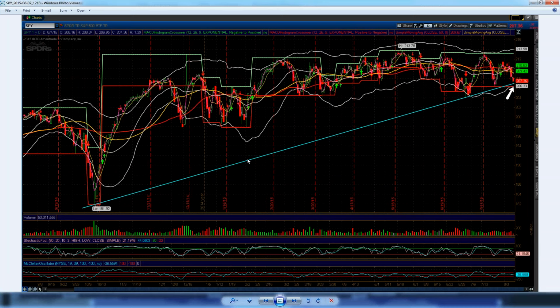SPY, perfectly drawn chart here. Simply join the lines. We are bouncing off the uptrend line. Darvas box. This is the acceleration bands, and I just put an arrow here for people to understand what's going on. Stochastic fast.